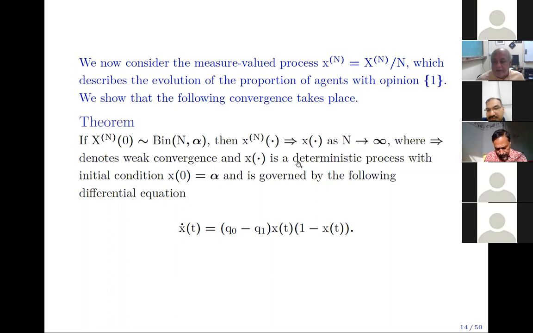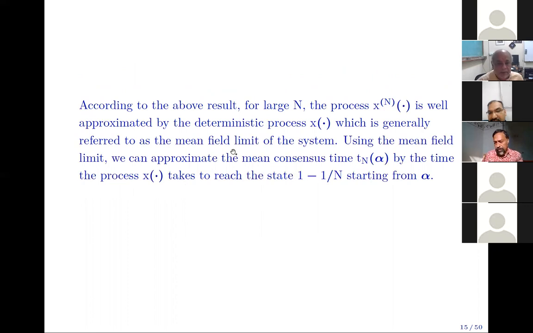However, X is a deterministic process, whose initial condition is X of 0, that means at time 0, what is the fraction with opinion 1? That's alpha. And it is governed by the following ODE: the derivative of Xt is Q0 minus Q1, remember, we had assumed Q0 is bigger than Q1, so this is positive, times Xt times 1 minus Xt. So Xt is the proportion of people with opinion 1 at time t, and 1 minus Xt is the proportion of people with opinion 0 at time t. This is called the mean field equation. Actually, this is called the mean field limit of the system. So as you let n go to infinity, this is the mean field limit of the system.